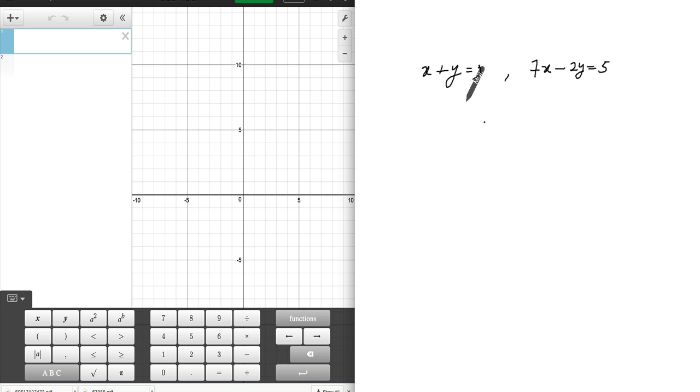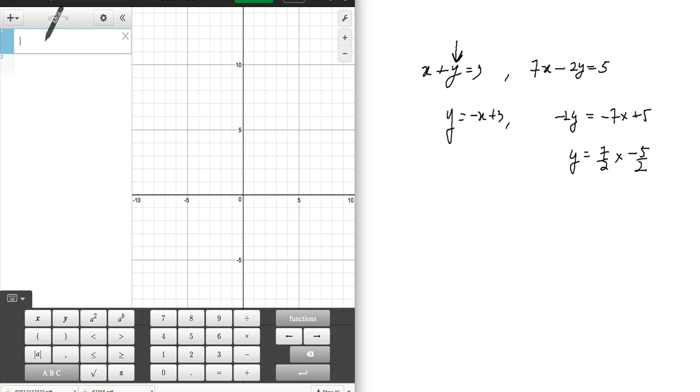Okay. First step is to isolate your y though. Okay, isolate your y. So you subtract both sides by x for this one. And here it's a little bit more work. Subtract both sides by 7x to get minus 7x plus 5. And then divide both sides by negative 2. So if you divide it by negative 2, you're going to get positive 7 over 2 x, here, negative 5 over 2.